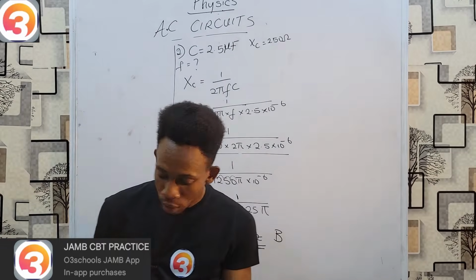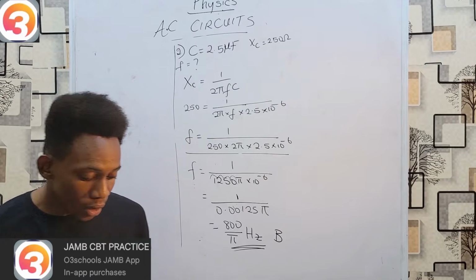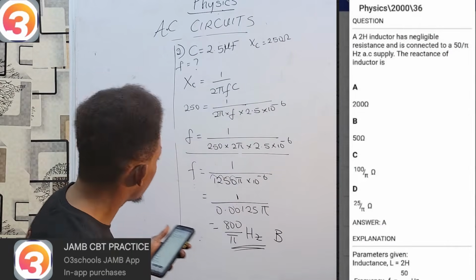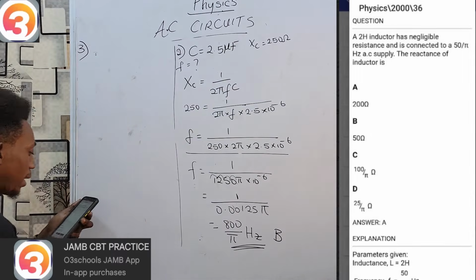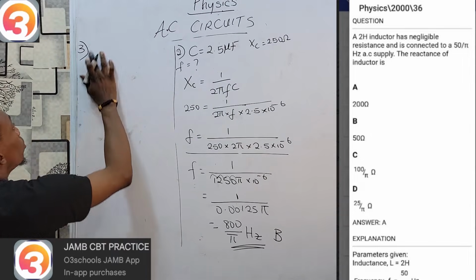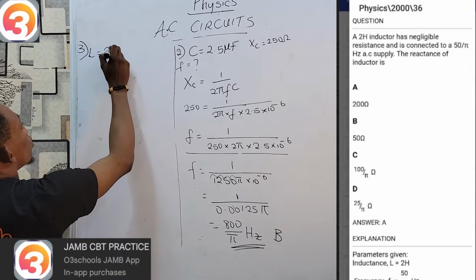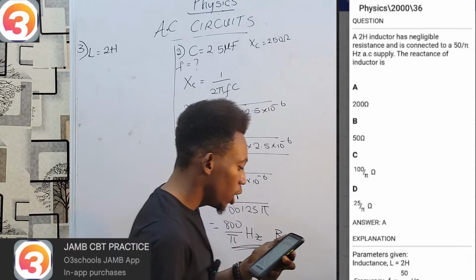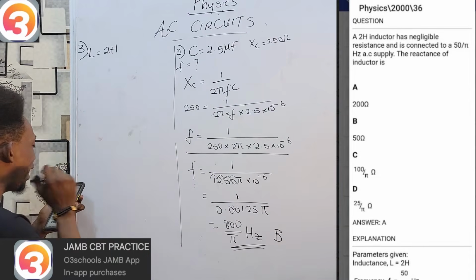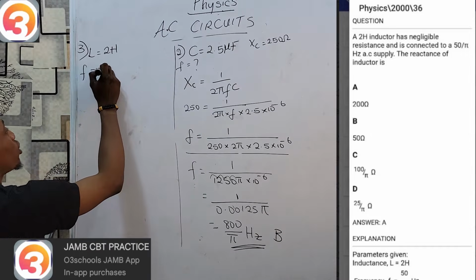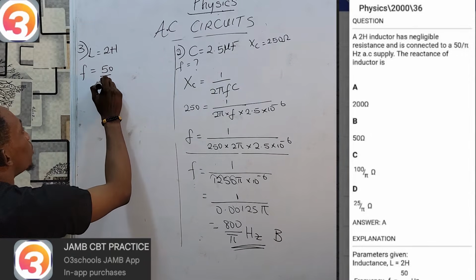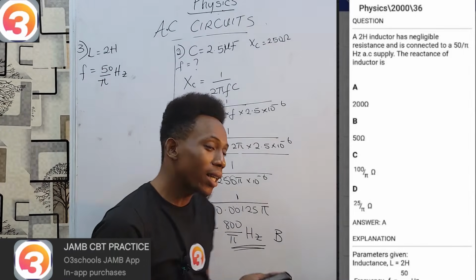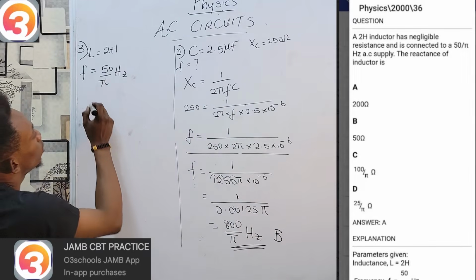And that leads us to our next question from the year 2000, question number 36 on your JAMB app. 2000 question 36. And this one tells us that a 2 Henry inductor, that means L equals 2 Henrys, has negligible resistance and is connected to a 50 over pi hertz AC supply. As long as my unit is hertz, I must know that I'm dealing with frequency, which is connected to this. I'm to find the reactance of the inductor.